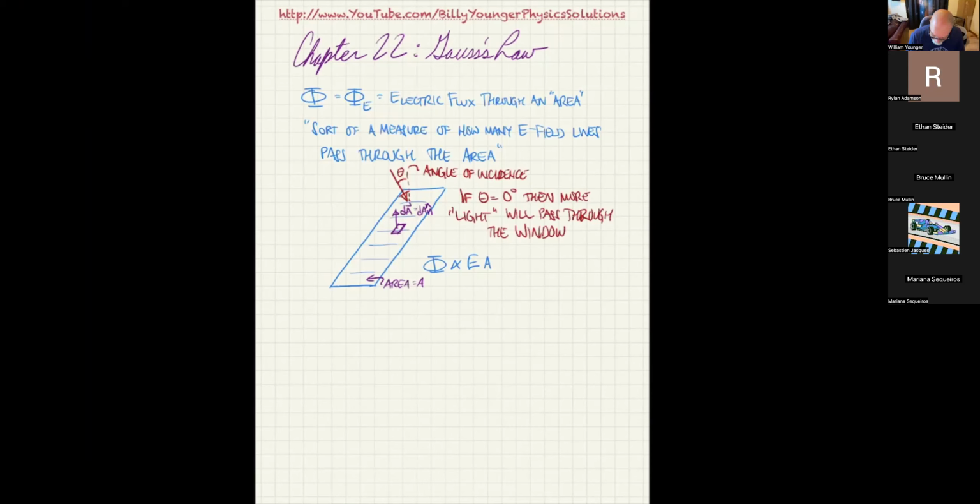Cosine. Yep. So that's it. And in fact, what we ultimately define the electric flux to be is equal to the integral of E, the electric field vector field, dotted with an infinitesimal area vector dA, defined like it was on that picture. This is the definition of flux.